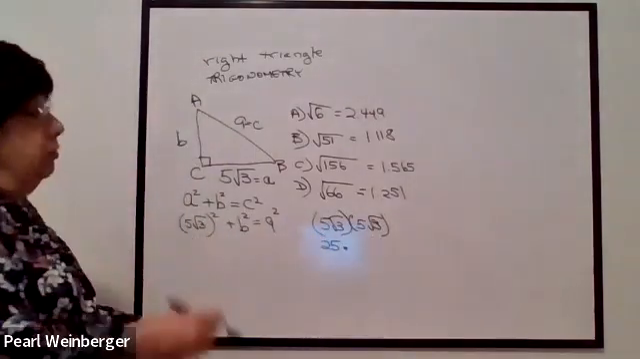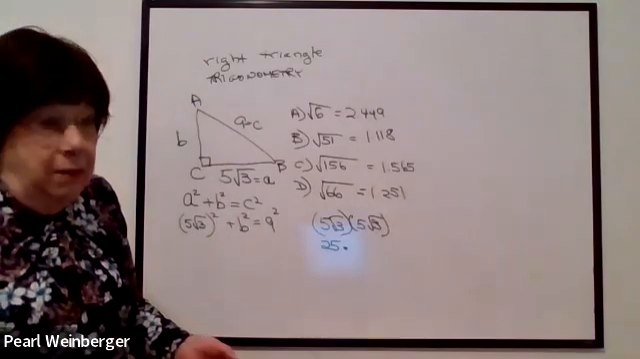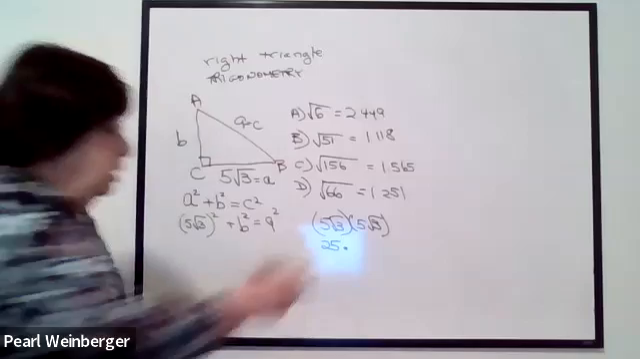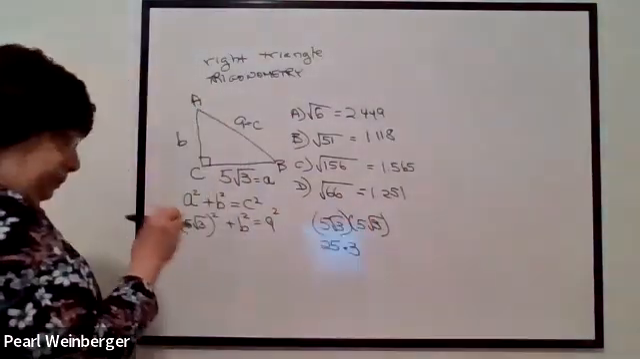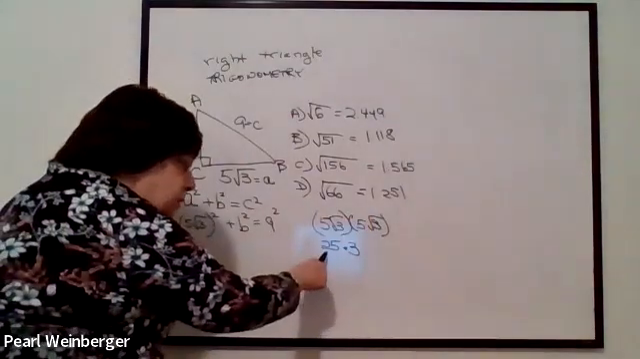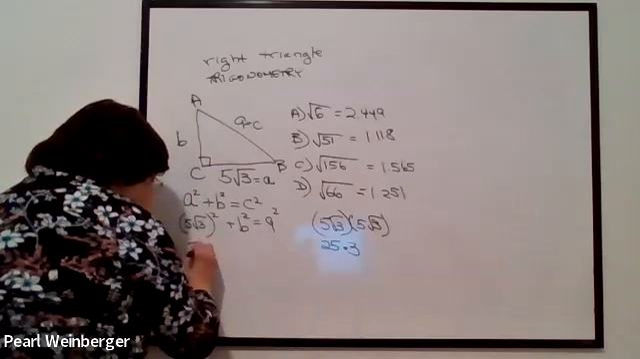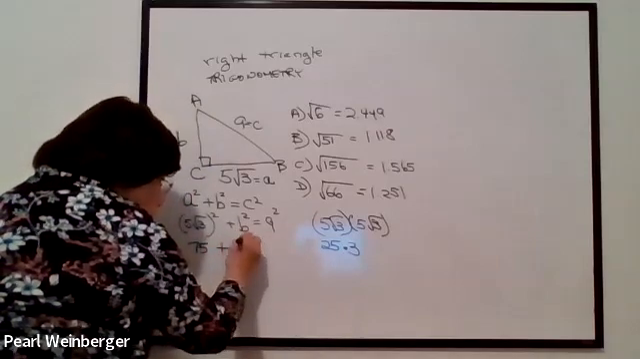Now you could do radical 3 times radical 3 and say it's radical 9. But if you remember, whenever you're multiplying a radical by itself, you just get the number that's inside the radical without the square root. So this actually becomes 25 times 3, which is 75. So this becomes 75 plus b squared.